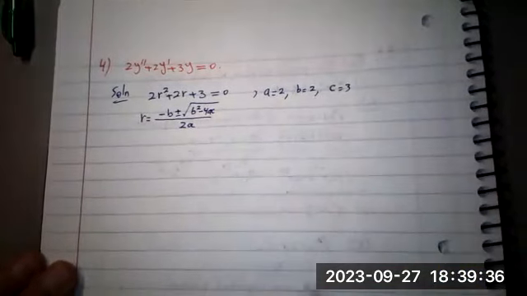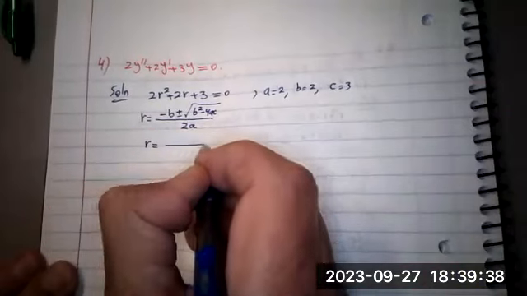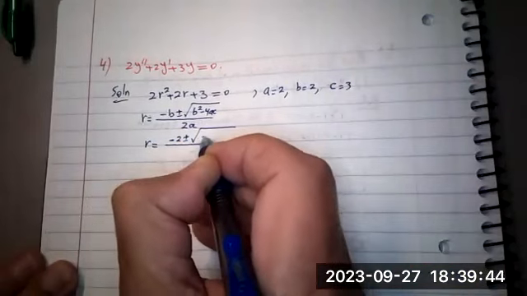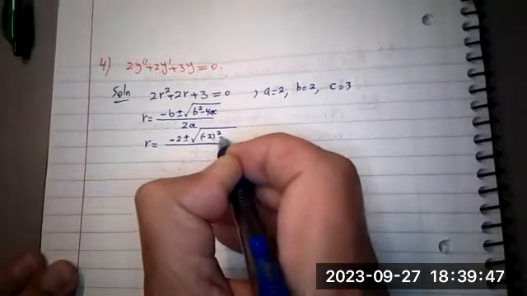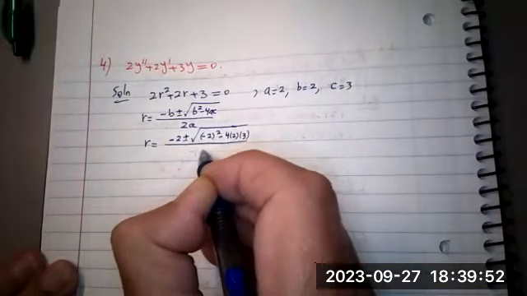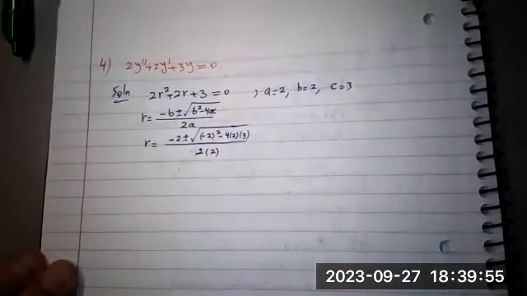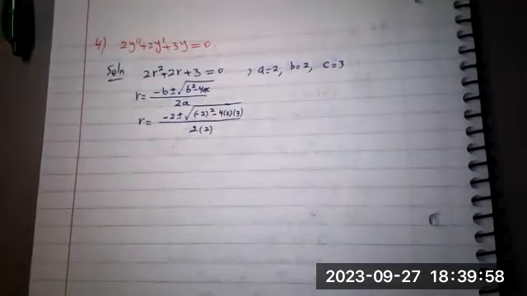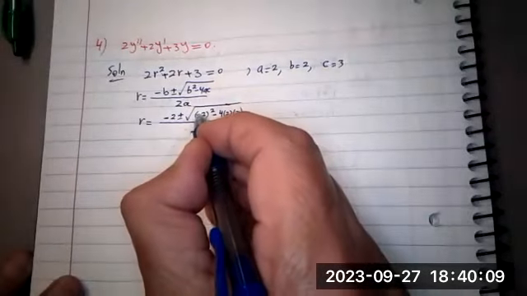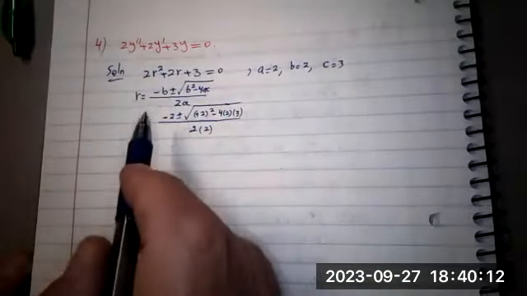So carefully substitute. It's going to be r equal to negative b, which is negative 2, plus or minus the square root of negative 2 squared minus 4 times 2 times 3, divided by 2a, which is 2 times 2. Okay, we just substitute and simplify it. Okay, there's a negative 2 here. So simplify it.